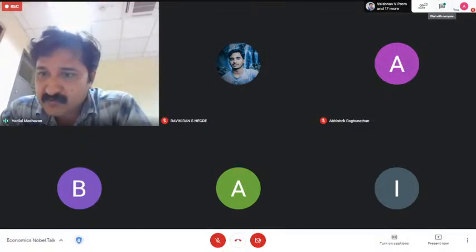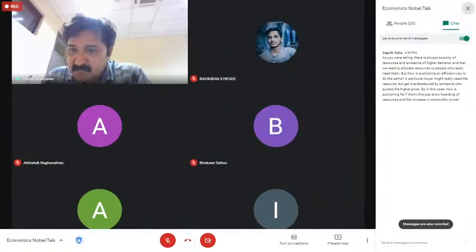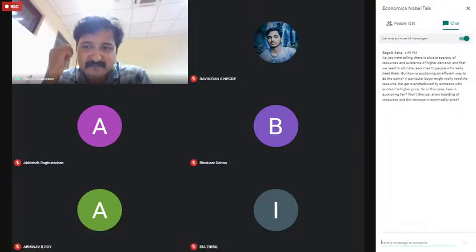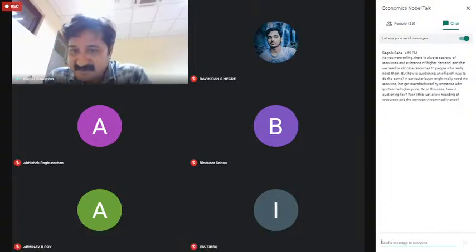As we are saying, there is always scarcity of resources and existence of higher demand, and we need to allocate resources to people who really need them. But how is auctioning an efficient way to do the same? A particular buyer might really need the resource.